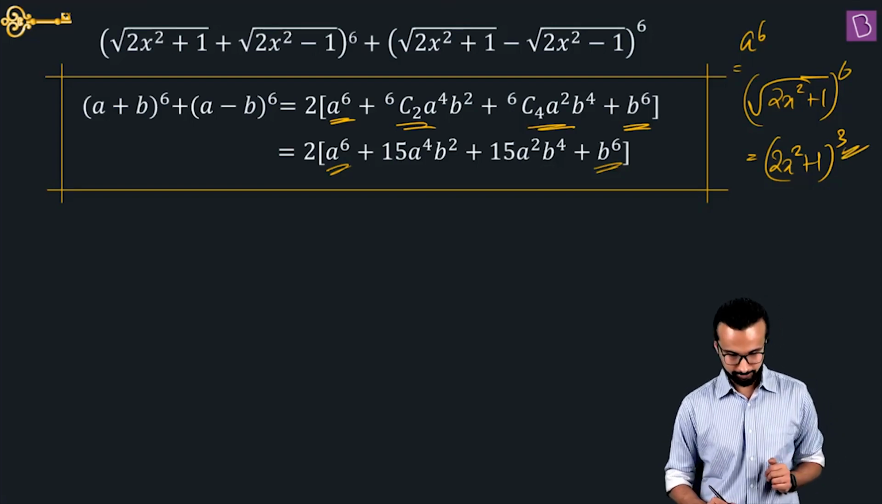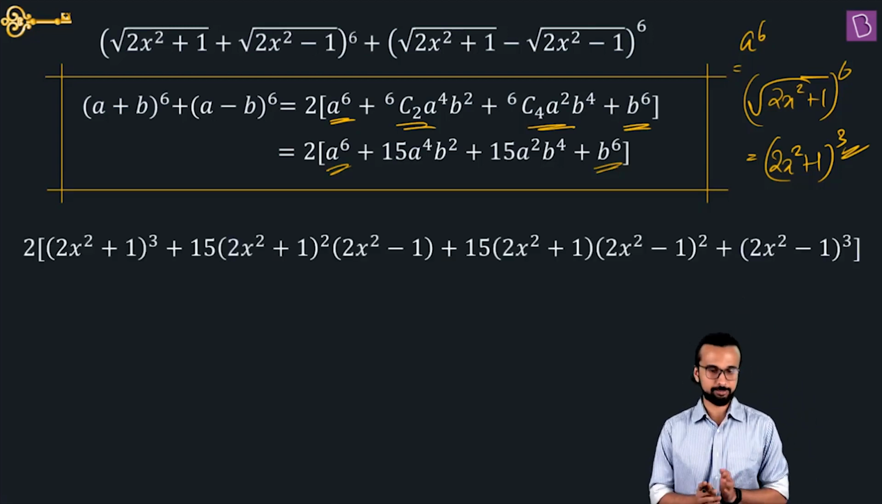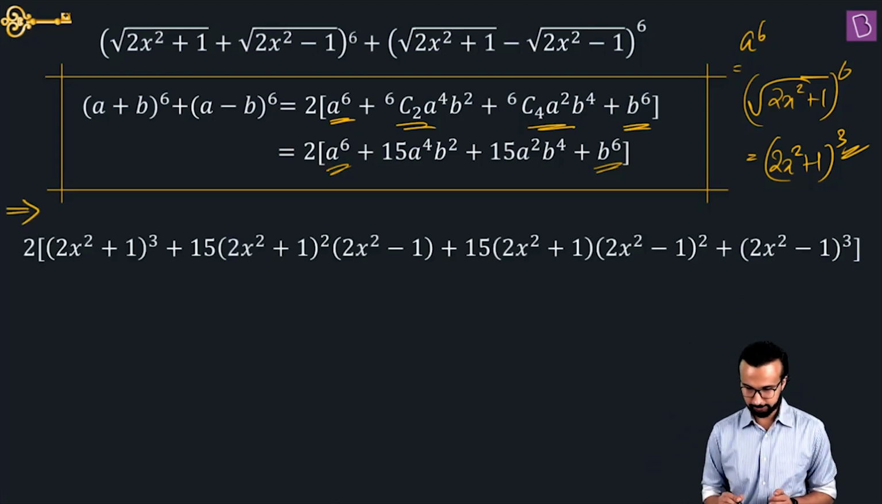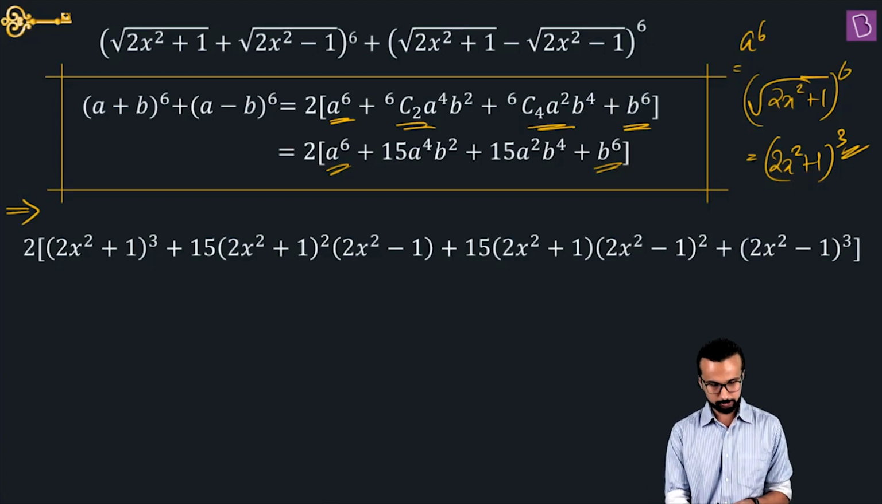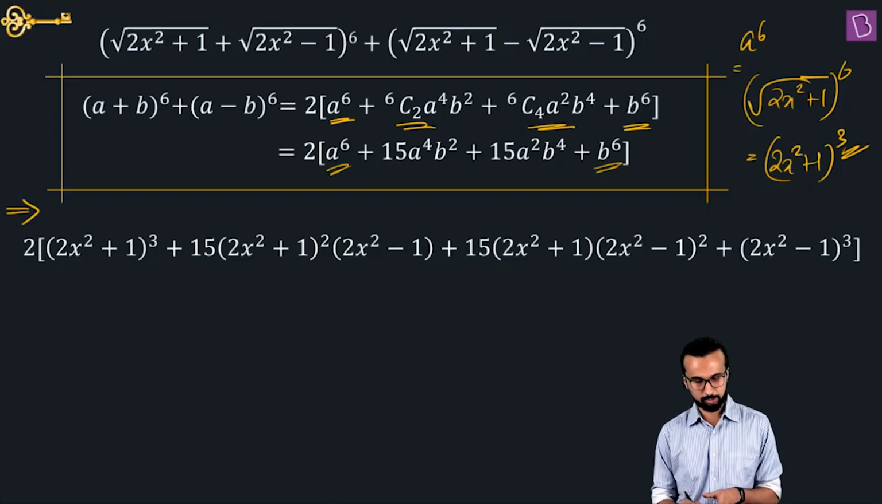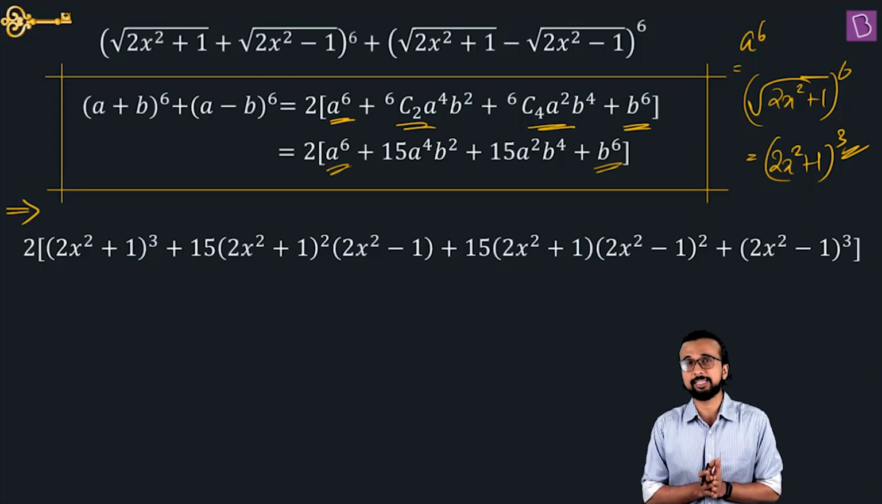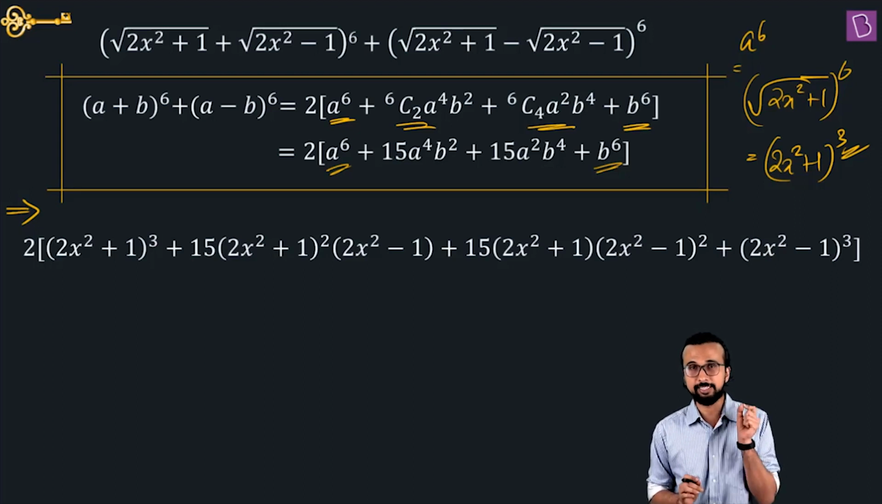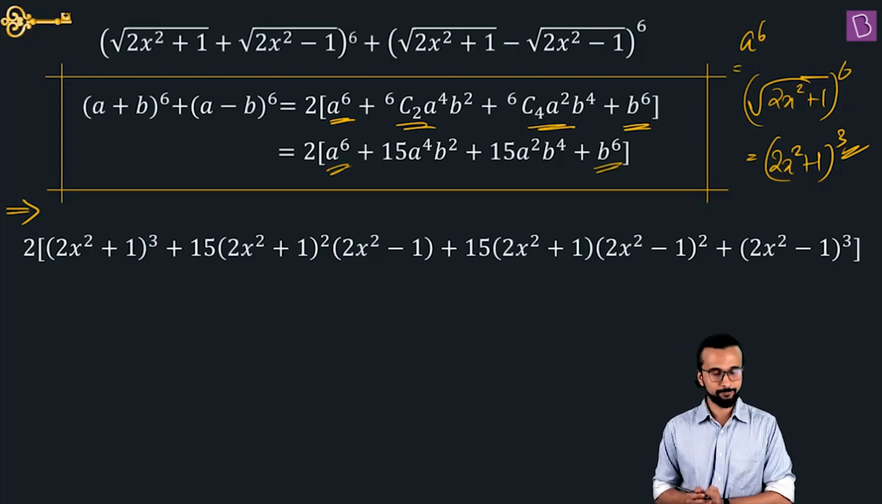Alright, so here you can see that this becomes the expansion. Okay, the expansion is here. 2 into 2x square plus 1 cube plus 15 into 2x square plus 1 square into 2x square minus 1 and so on. Alright. So here what is the question they were asking? They were asking us simply to find the degree of this polynomial. Okay. To find the degree, let's not expand this any further.